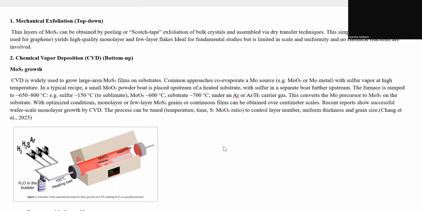In a typical technique, a small molybdenum trioxide powder boat is placed upstream of a heated substrate, with sulfur in a separate boat further upstream. The furnace is ramped to nearly 650 to 800 degrees Celsius. For example, the sulfur at 150 degrees Celsius to sublimate, and the molybdenum trioxide at 600 degrees Celsius, and the substrate nearly at 700 degrees Celsius under an argon or argon to hydrogen carrier gas. This converts the molybdenum precursor to molybdenum disulfide on the substrate with optimized conditions.